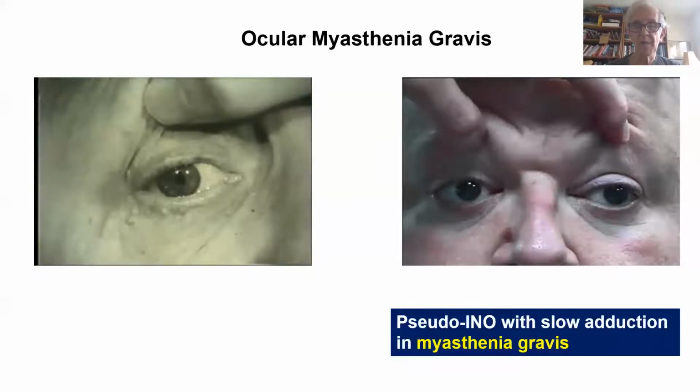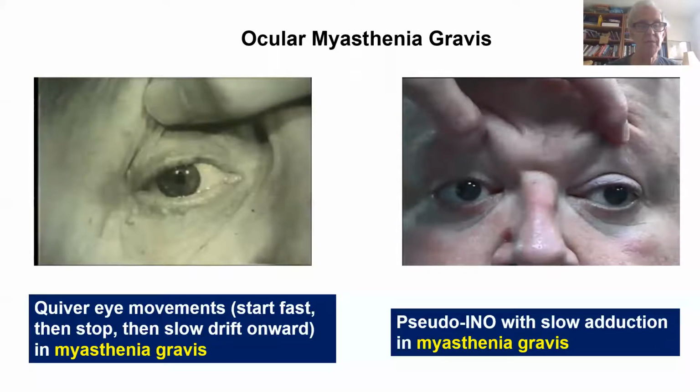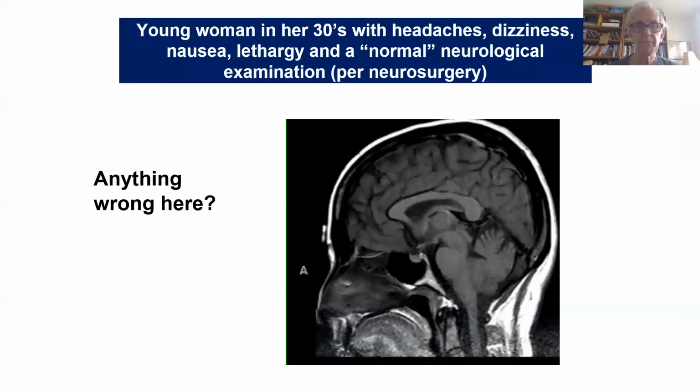Pseudo-INO with slow adduction and myasthenia gravis, with quiver eye movements. They start fast, they stop, and then they drift in myasthenia.